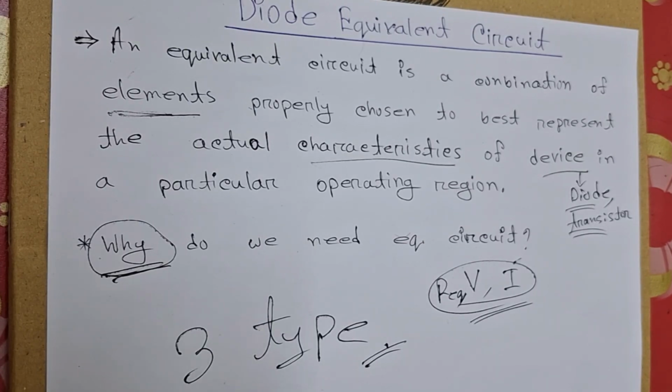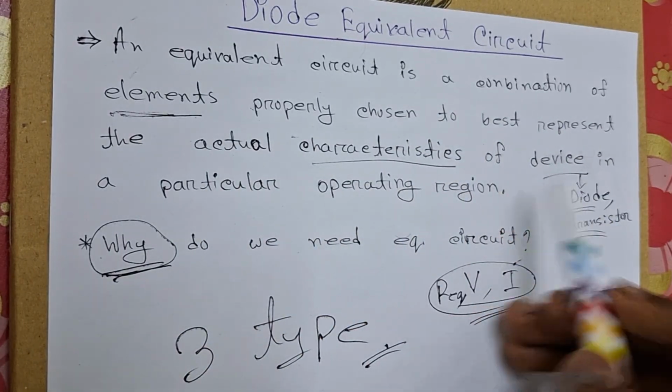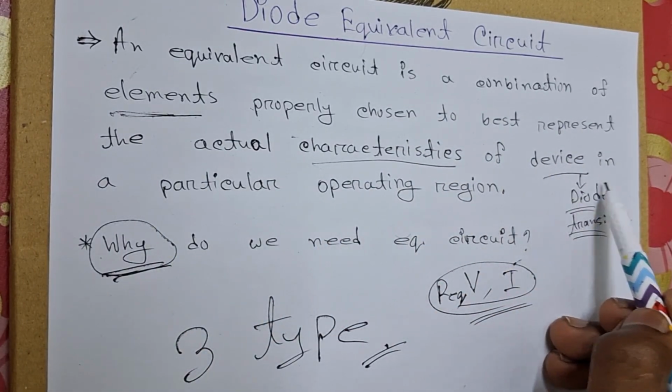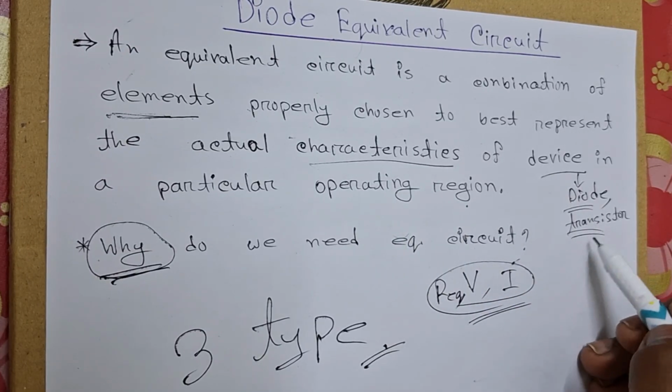Alright everyone, so in today's video we're going to learn about the diode equivalent circuit. First we're going to learn what an equivalent circuit is. An equivalent circuit is a combination of elements properly chosen to best represent the actual characteristics of a device in a particular operating region. Say for example we have a device such as a diode or transistor.